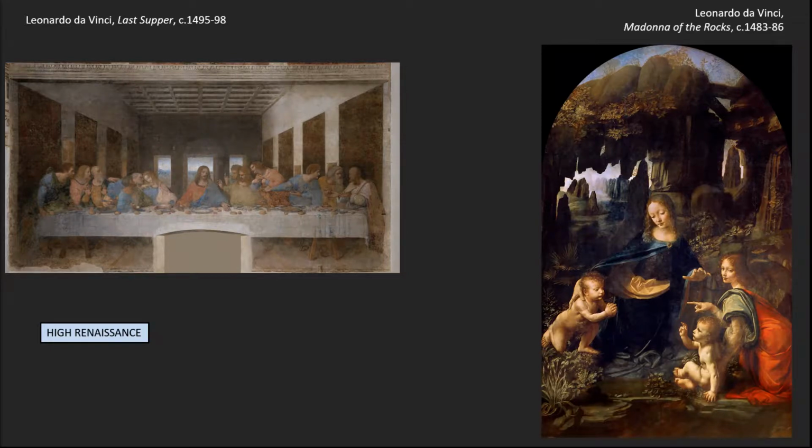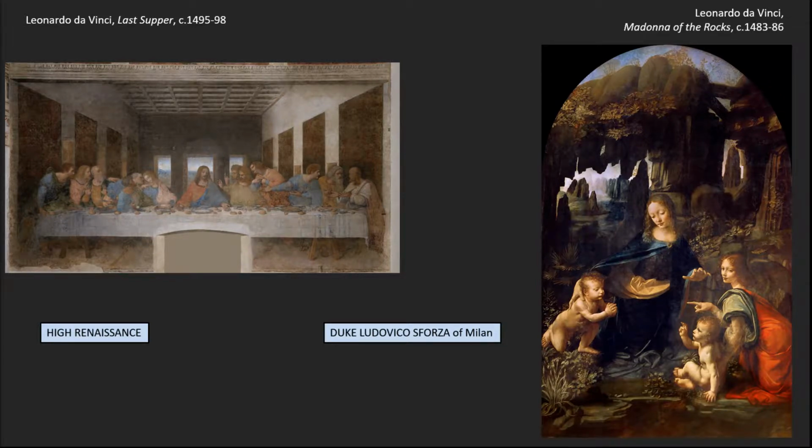So these two works were done after he had left his hometown of Florence, right? His hometown is Vinci, but the town where he grew up was Florence. And as we've seen, up to this point, Florence is the epicenter of the Renaissance. It's the major city. And he had left Florence around 1482 to become court painter for the Duke of Milan, Ludovico Sforza.